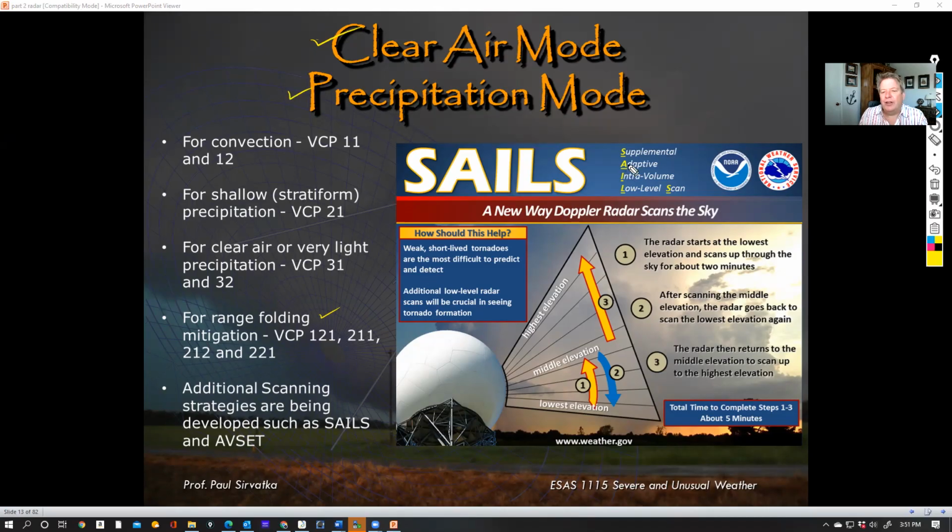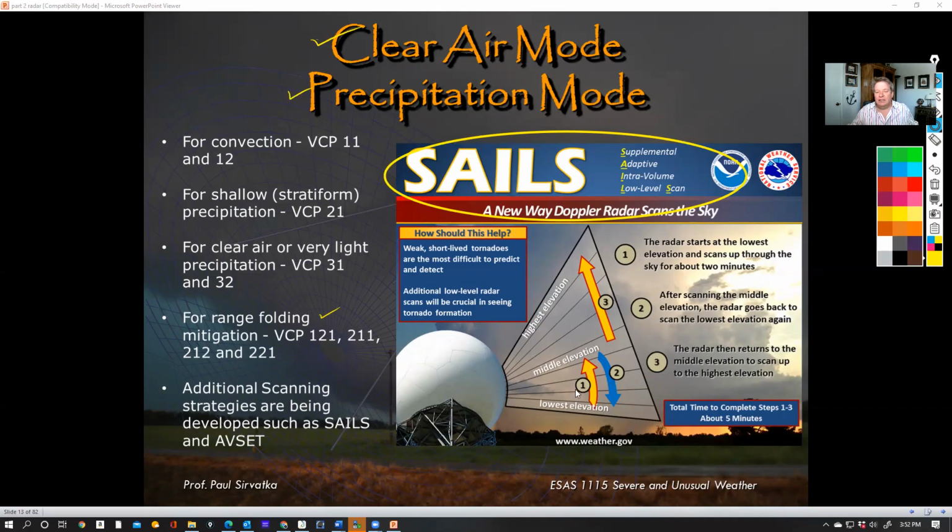Now this other cool thing, this thing called SAILS, and really I'm not going to test you on that acronym because if you ask me, I wouldn't even know what it stood for. I know what it is. Okay, so where's the important stuff? The important stuff to really know is down low. We want to know what's happening down here.